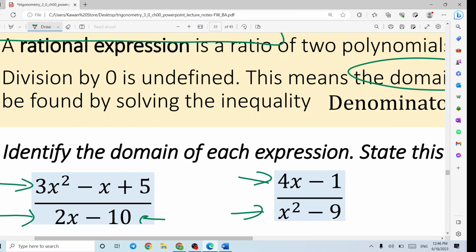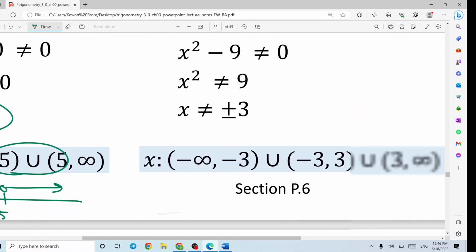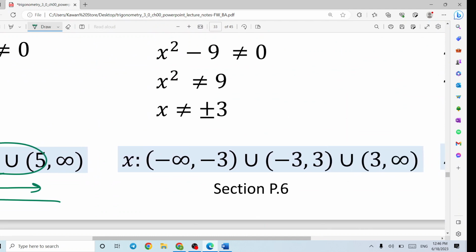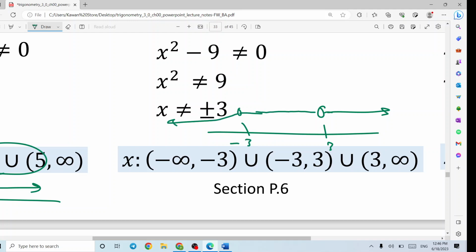How about the second one? Plus minus 3. You're right. So we have two numbers, a couple of numbers, because of x squared. So I have two numbers that should be removed. It's plus minus. So how do we deal with it? How do we express it on the real line? We say minus infinity to minus 3, then between minus 3 and 3, and then 3 to infinity. Am I right? You got it?